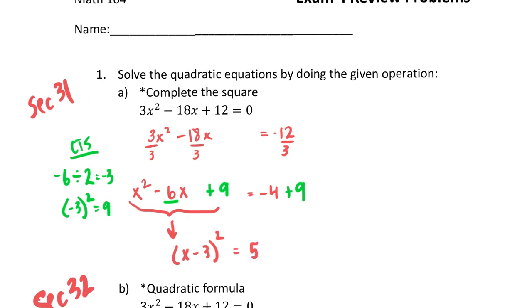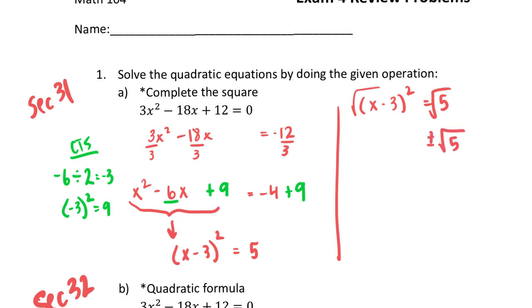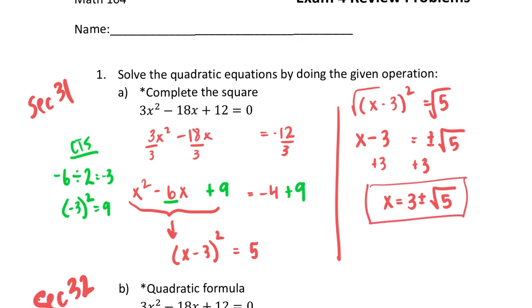Okay, now we know that once we have a perfect square, we can use the even root property to solve for that perfect square. So to undo a perfect square, we square root both sides. Don't forget the plus or minus on the right side. So we've got x minus 3 equals plus or minus the square root of 5. And then the last thing we need to do is just get the x all by itself. And we end up with 3 plus or minus the square root of 5. And that would be our solution.